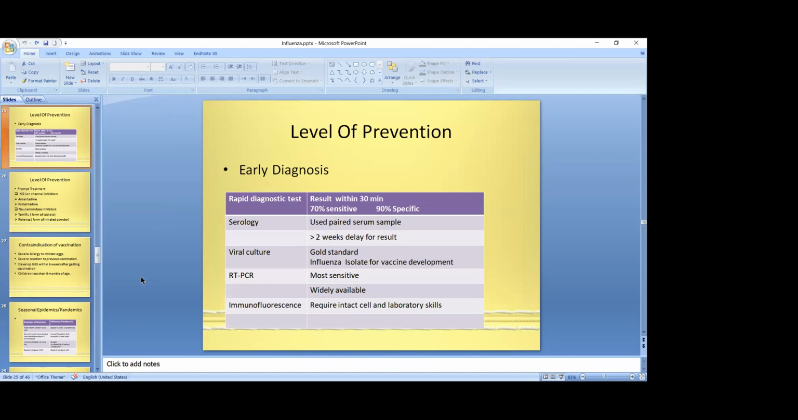Level of prevention. In the secondary level of prevention, there is early diagnosis, and how we can diagnose the disease early. There are different laboratory techniques which are used. Rapid diagnostic test gives results within 30 minutes, and has 70% sensitivity and 90% specificity. In serology, we can use paired serum samples, and more than 2 weeks are taken for the result. Viral culture is the gold standard for the influenza virus. Influenza isolates are used for vaccine development, and real-time PCR is the most sensitive and widely available test. The immunofluorescence technique requires intact cells and laboratory skills.